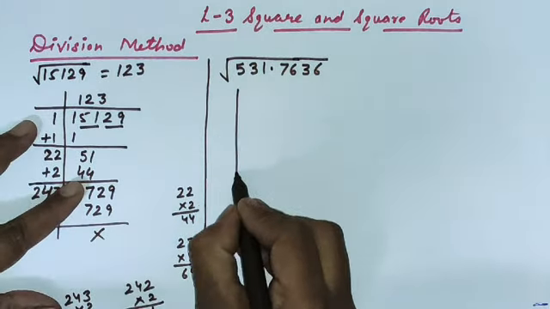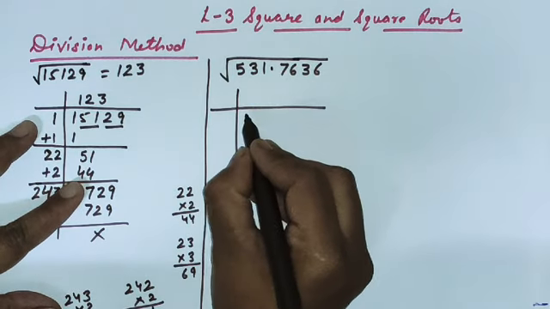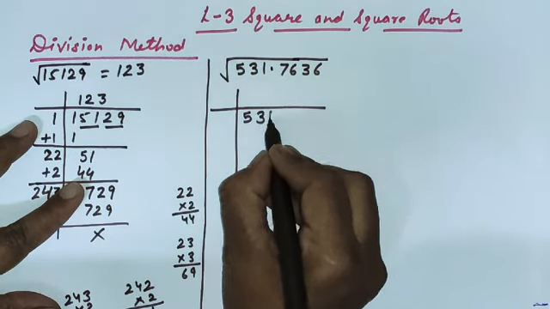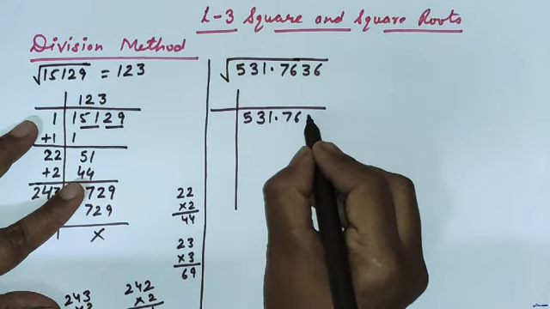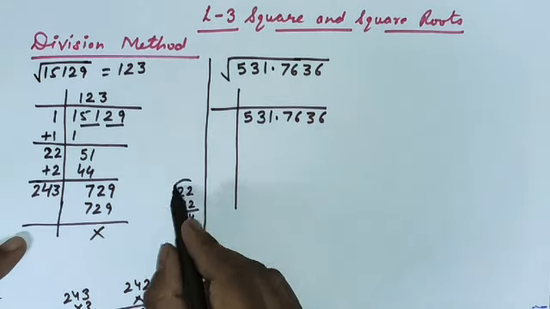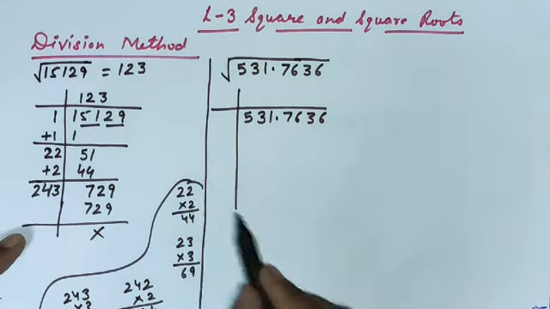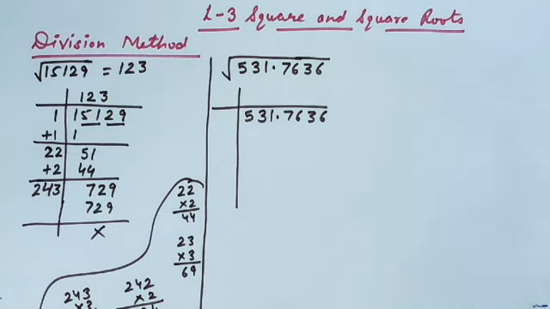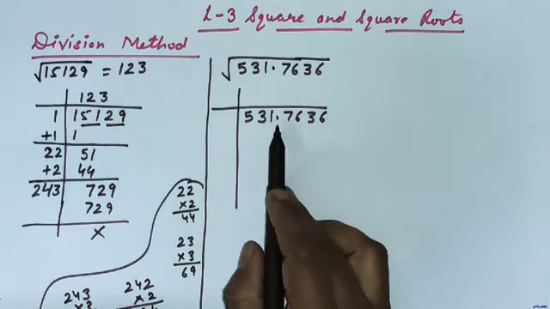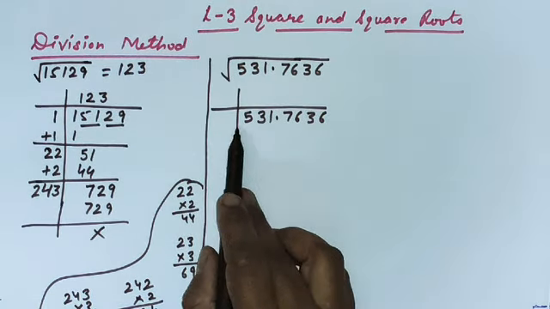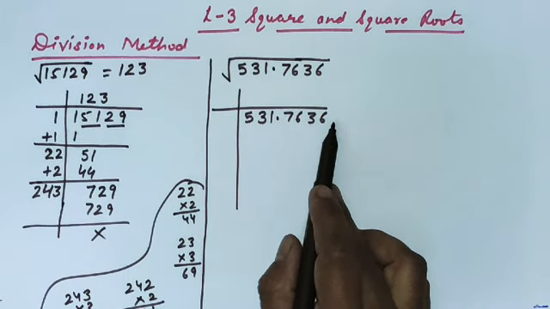531.7636. Again I will write the number like this, 531.7636. This whole is in your rough work. Now see class, in decimal questions, pairing will be done in two forms. This is decimal, this is left hand side of the decimal, this is right hand side of the decimal.